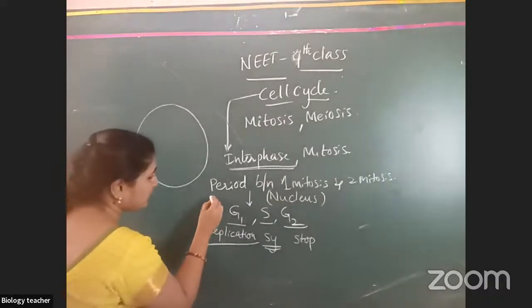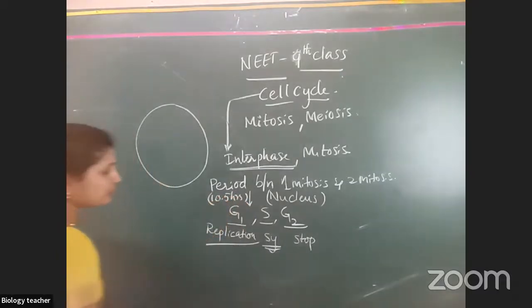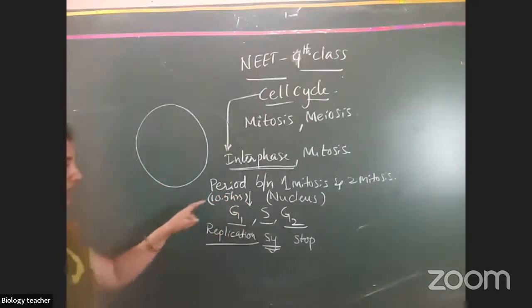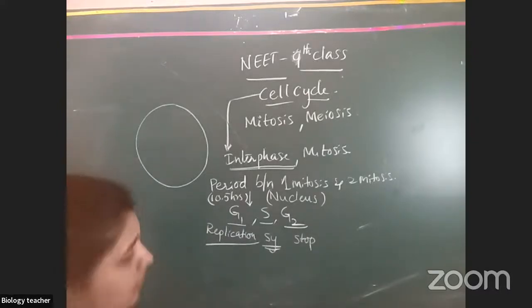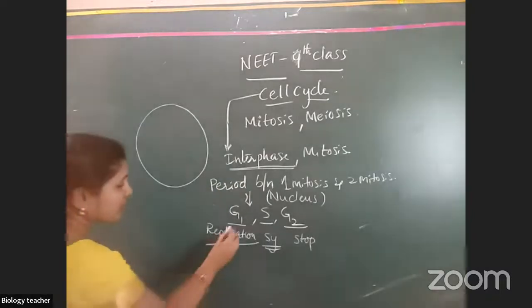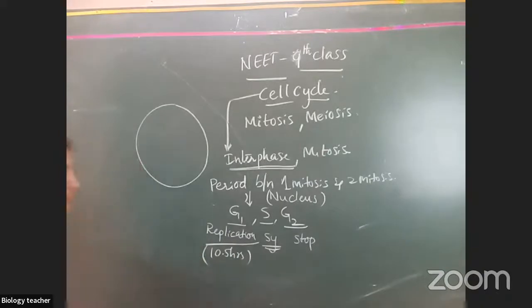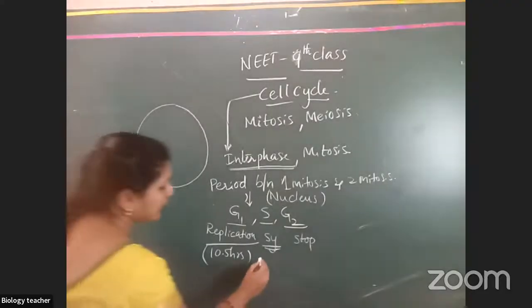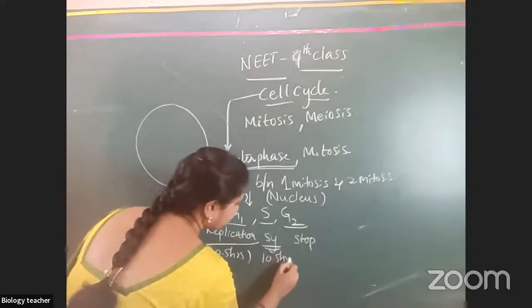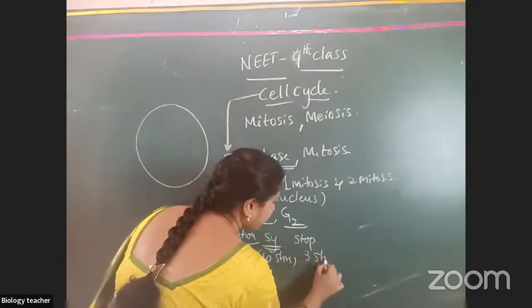This G1 is 10.5 hours. So I will write it here. How much time for G1? 10.5 hours. Next, the synthesis phase. It is also 10.5 hours. And G2 is 3.5 hours.